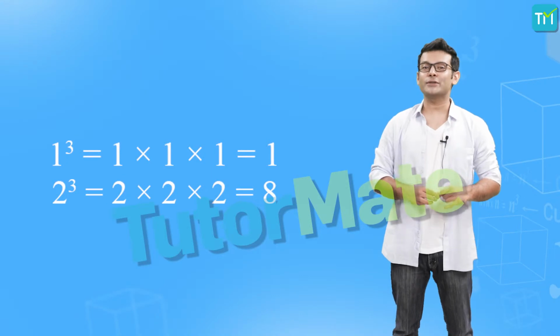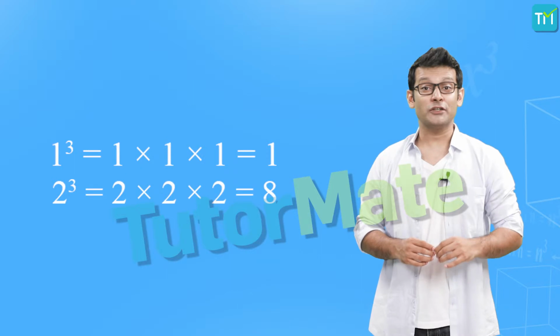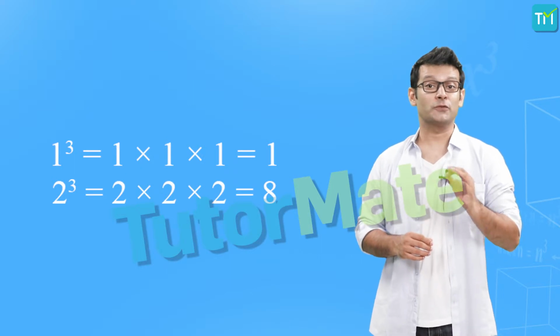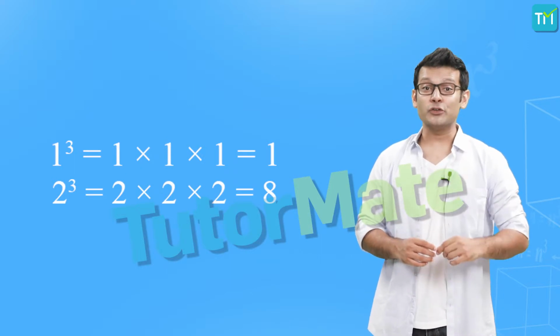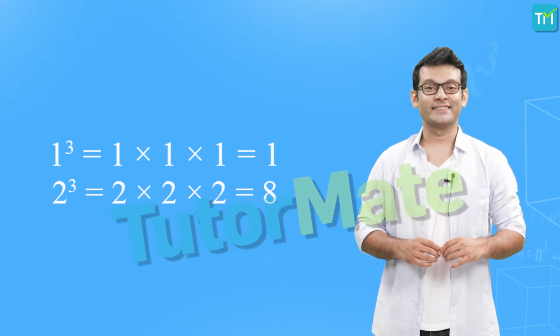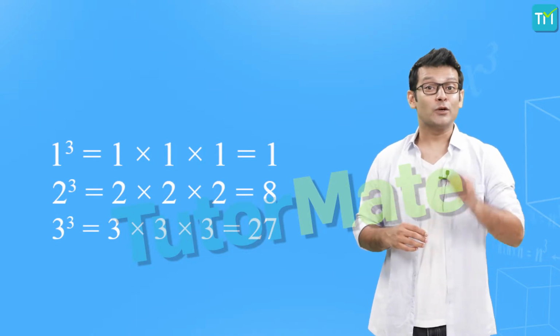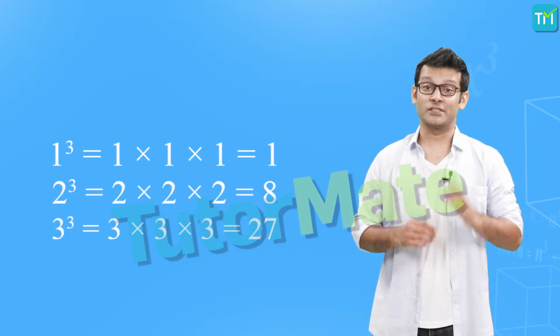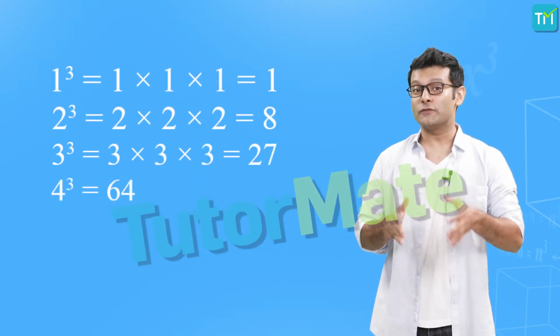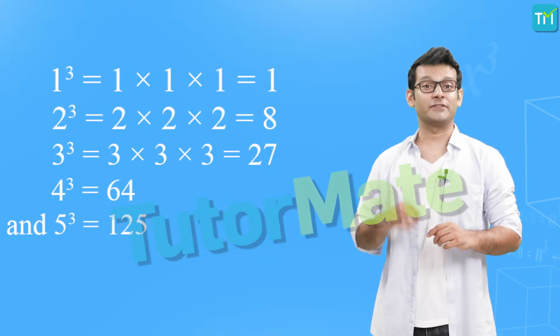Now, how about you calculate the cube of 3 by yourself? Let's do it. Pause the video for a bit, calculate the cube of 3, and then when you resume it, I'll tell you what the answer is. Okay? Pause. It's 3 into 3 into 3, which is 27. Similarly, we can get the cube of 4 as 64 and the cube of 5 as 125.